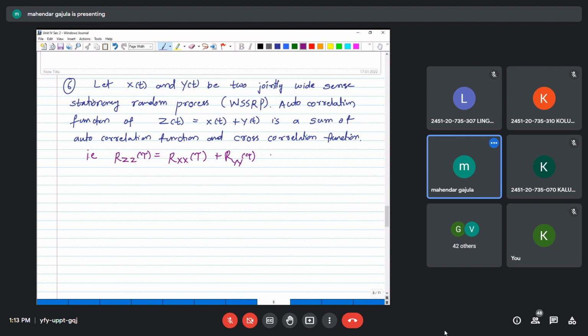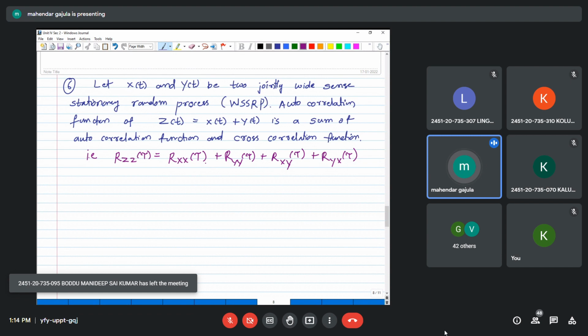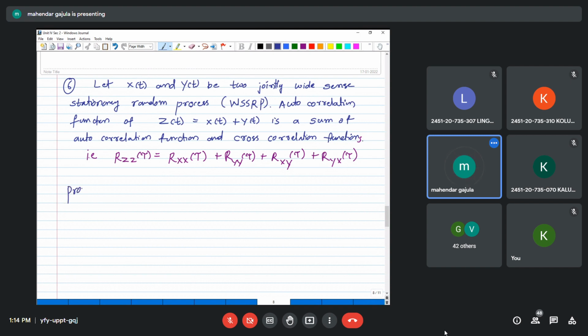Plus R xy. Now I am writing xy. Xy means cross correlation. R is correlation. Xy means cross correlation. Plus R yx tau. So what is the meaning of the right side? We can write the right side as a sum of autocorrelation functions and cross correlation functions. So let us prove this.